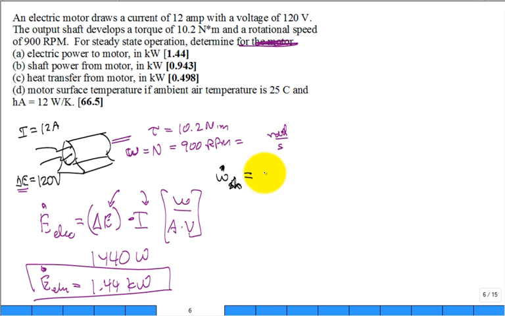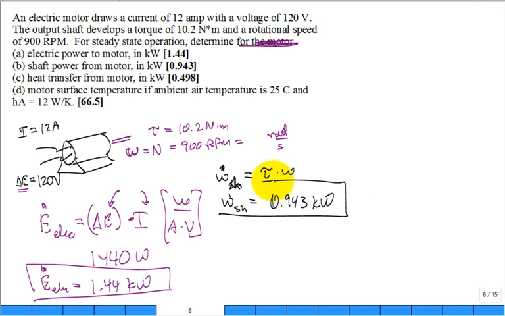That's right. It's just the torque times the rotational speed. And you've got to check your units. Let me just say, work your units on this. You'll come out with 0.943 kilowatts, W dot shaft. Now, into the bank goes 1.44, out the other end, 0.943. Where's the rest go?